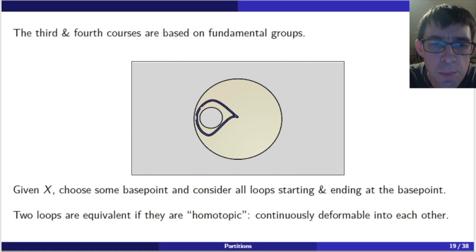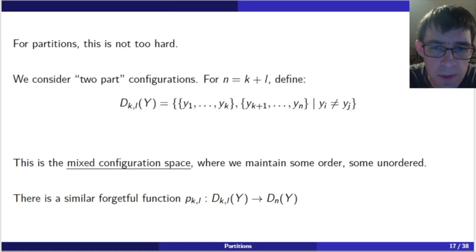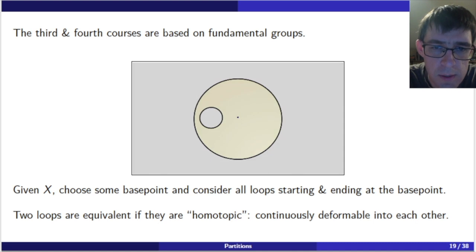Whereas here's another loop. This one goes around the hole, and it is not homotopic. No, we're going to have to watch again. That one which goes around the hole is not homotopic to the other 2 because you can't smoothly pull it and make it look like the other 2.